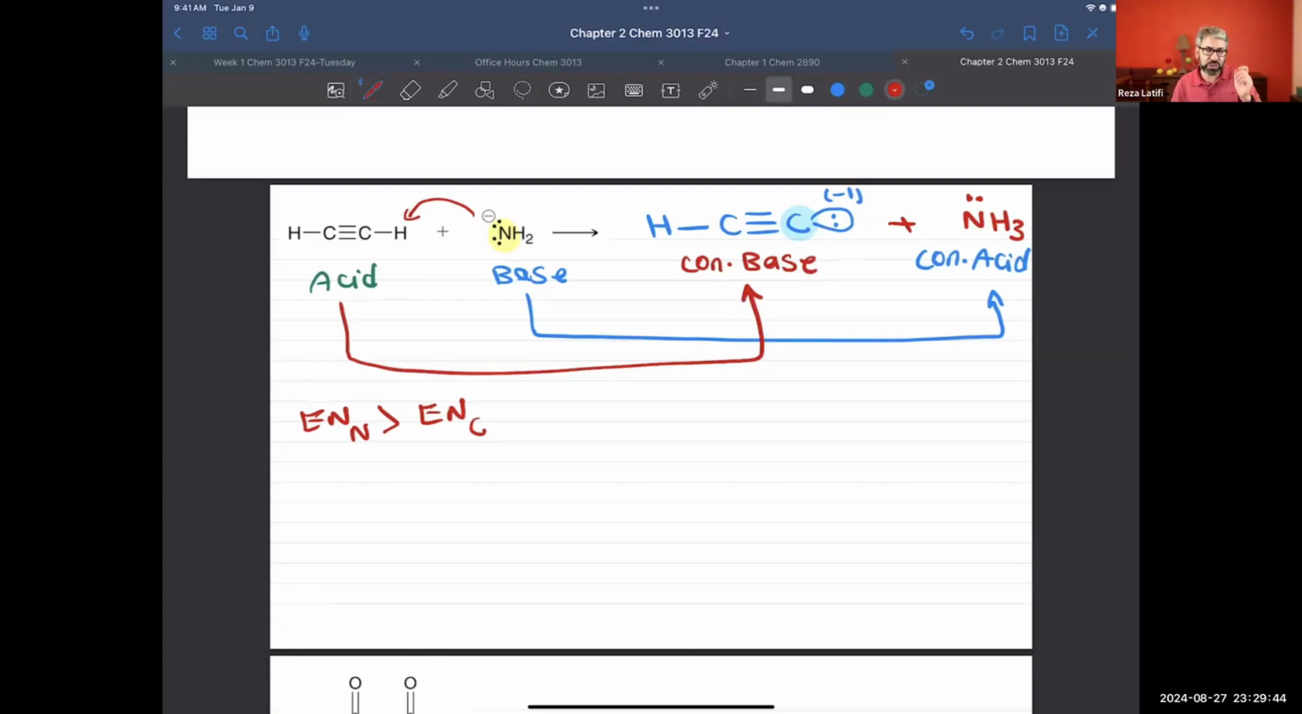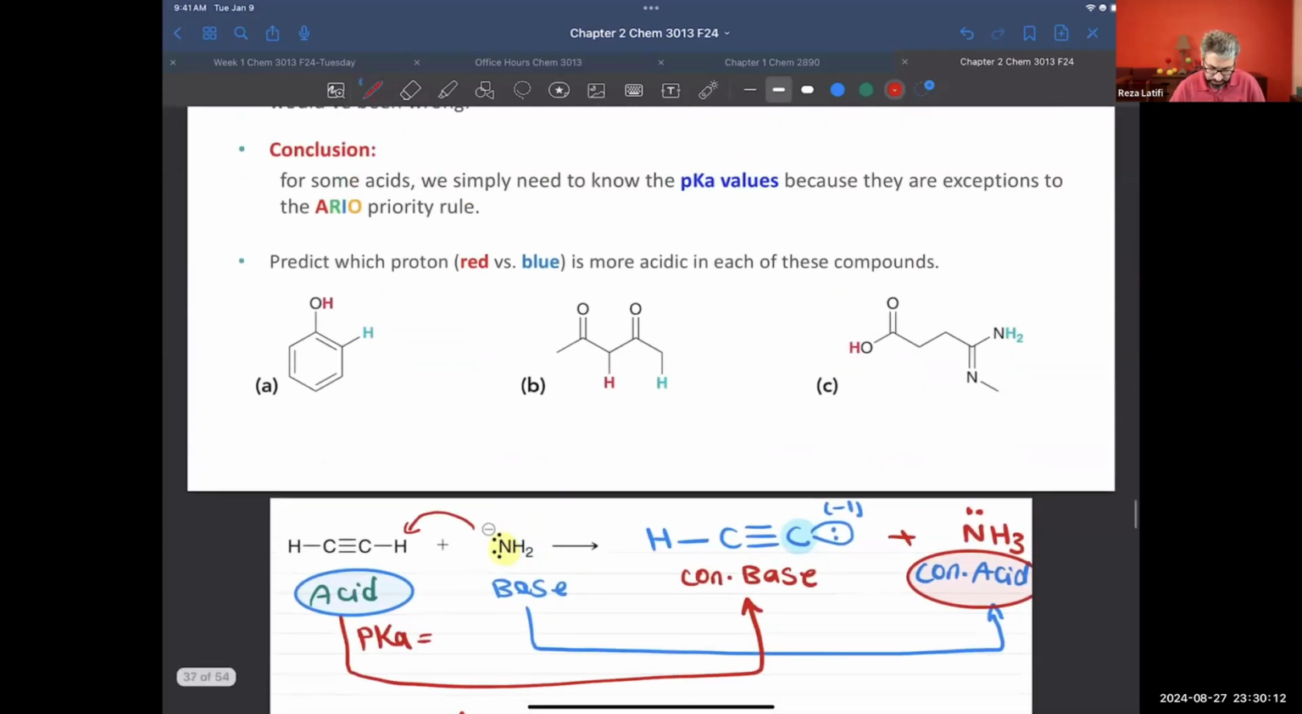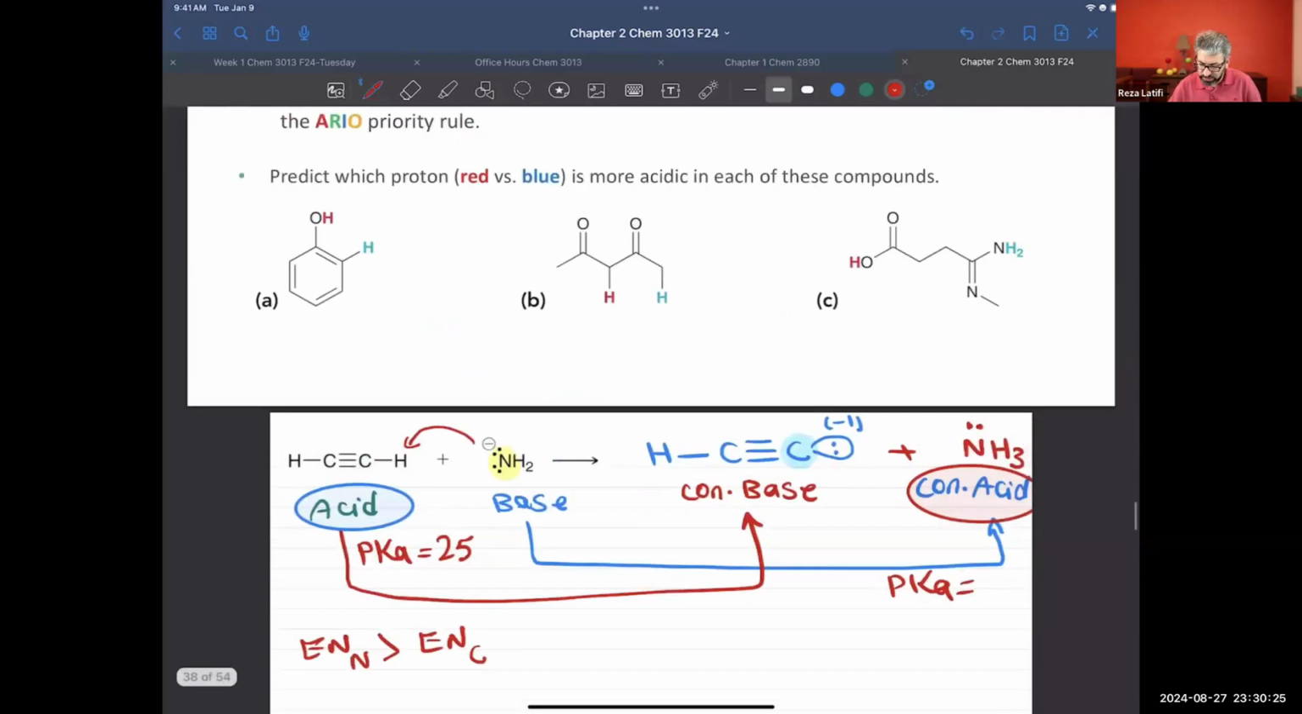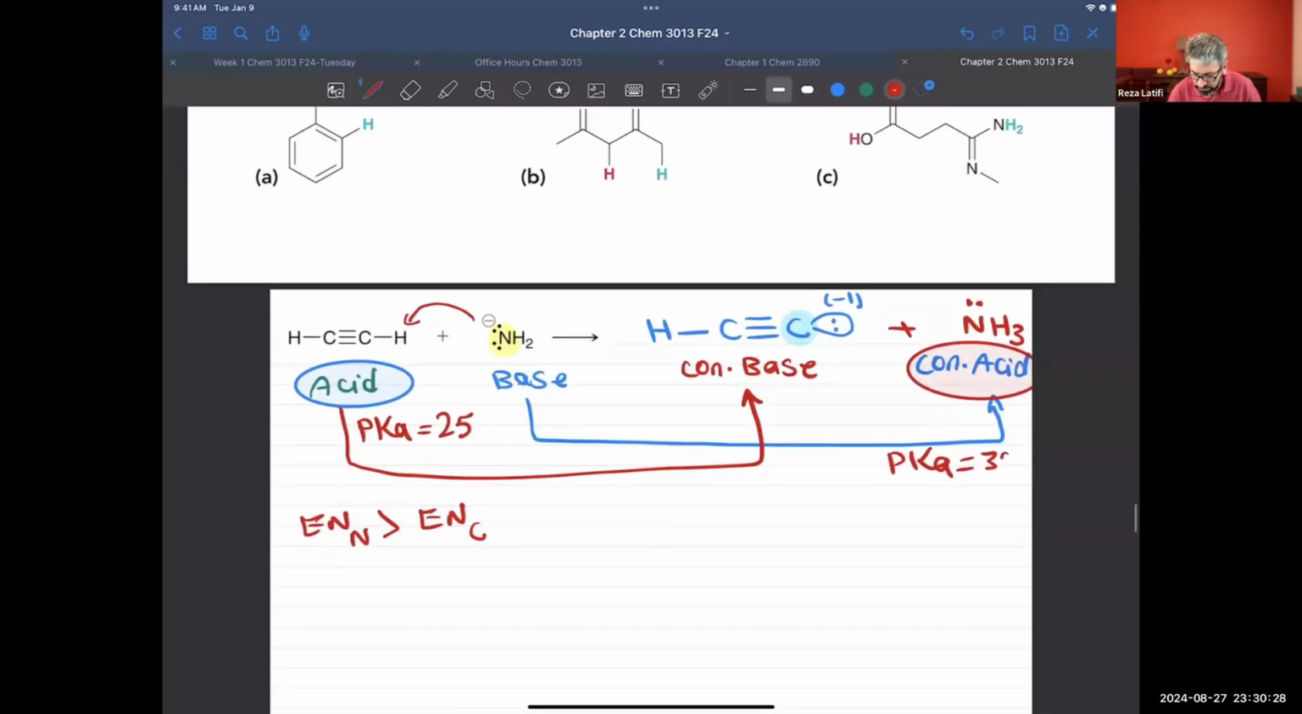Now we said in order to predict whether the reaction is going to move forward or not, you have to look at both acids. So I already found the acid. This is my first acid, the starting acid, and that's going to be the one we get at the end, the conjugate acid. Let's write the pKa for those two acids. The pKa of this acid is equal to, I believe, 25. And the pKa of NH3 is 38. Yes, 38.